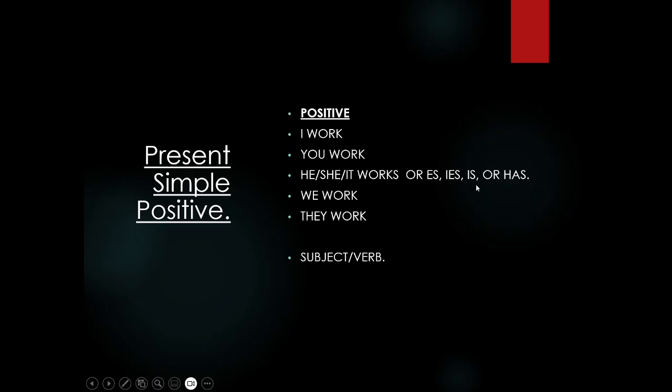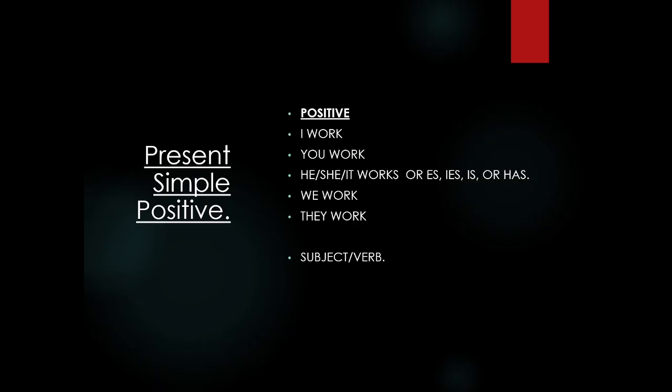Es, ies, is or has are the irregular verbs for the verb to be and the verb to have. Es if the verb ends ch, sh, o, x or double s. Ies if it ends in consonant and y, like carries, worries. Do you remember all that? We work, they work. So for he, she, it, for the third person, these spelling rules for positive.